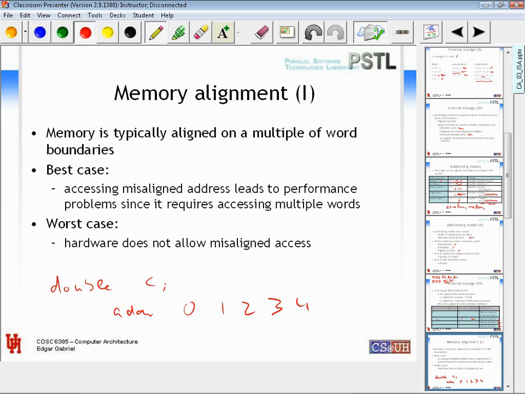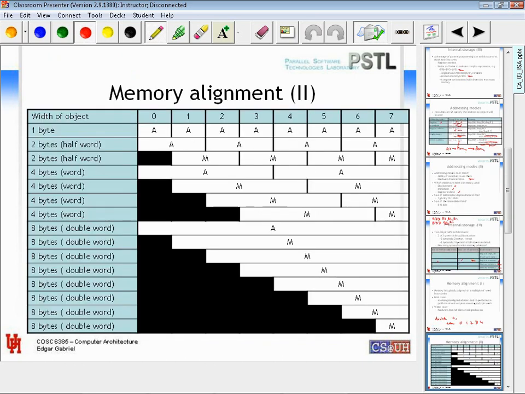Most architectures today are flexible, but unless you are following the rules of memory alignment, you will see a performance penalty. So the alignments typically have to follow the size of the data type. So let's not start with 1 byte for the sake of simplicity, but let's start with 4 byte words.